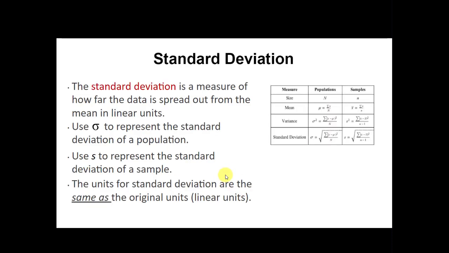Standard deviation also uses the same idea of units. However, remember that standard deviation is the measure of how far the data is spread out from the mean, but this time in linear units. So we're still using sigma to represent the standard deviation of the population, but notice that the squared symbol is not there. Same thing is happening with the standard deviation of a sample. You're using S, but again, these are linear units, so the squared symbol is not there. Remember that the units for the standard deviation are the same as your original units. Your original units are linear units too.